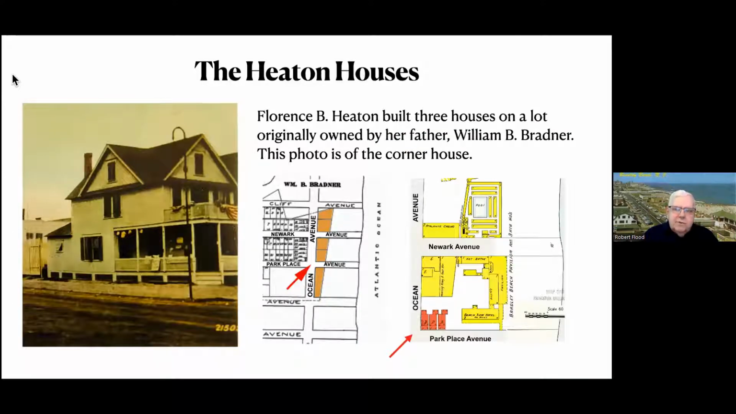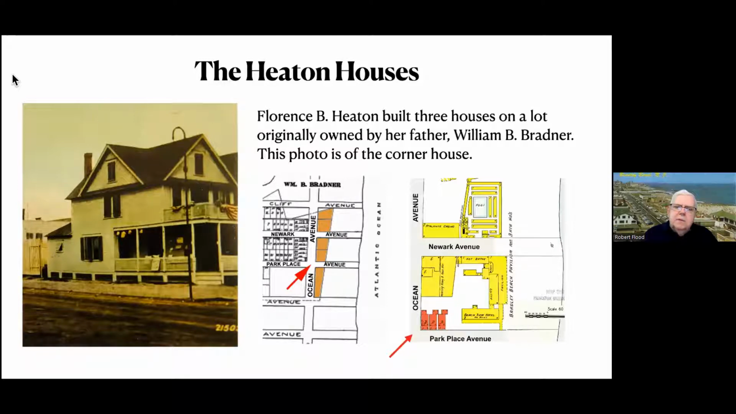There were 3 houses initially constructed on the beach, known as the Heaton houses. Florence B. Heaton built 3 houses, originally on a lot originally owned by her father, William B. Bradner. This photo is of the corner house.